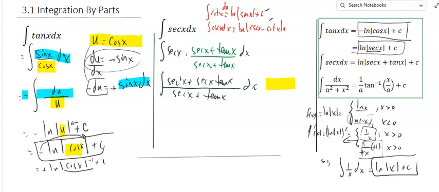And this person said let u equal the denominator. And if you take a derivative, du will be secant of x tan of x plus derivative of tangent is secant squared of x dx. And what do you know? This was the u.